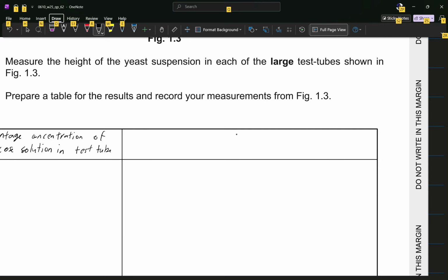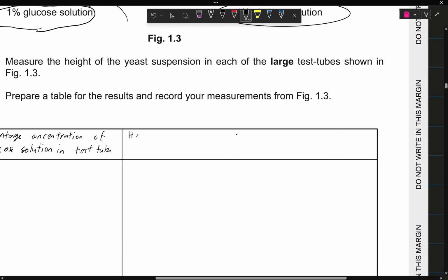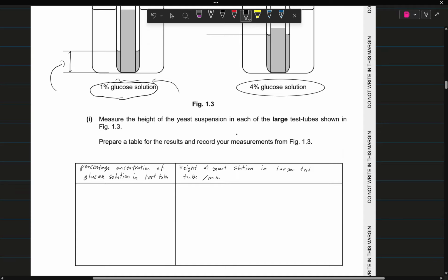So I will write here height of the yeast suspension, or solution, to be more specific, in larger test tube. And then here you have to make sure that you write the unit. And the unit should be millimeters, as we discussed. Now here, since we only have two values here, then you can just split that. So that'll be 1 and that'll be 4.